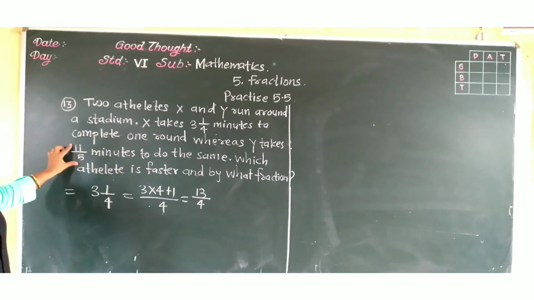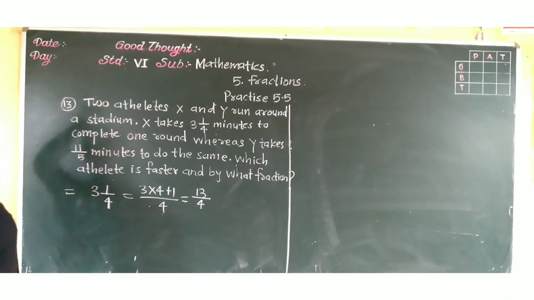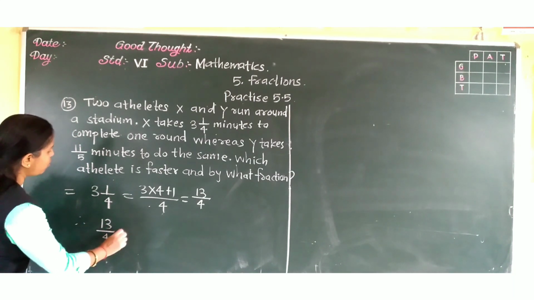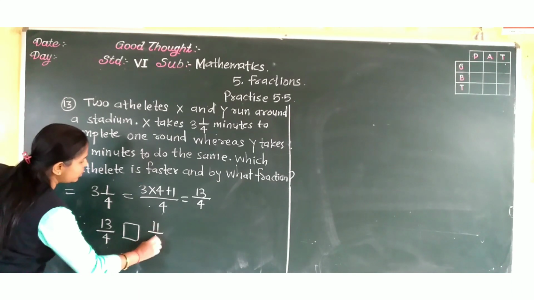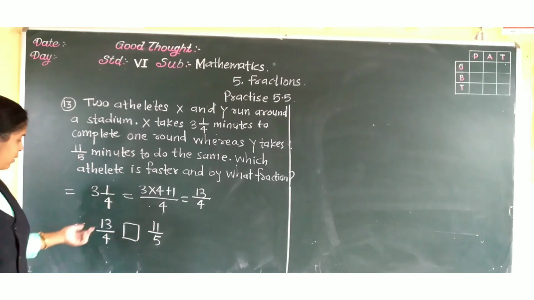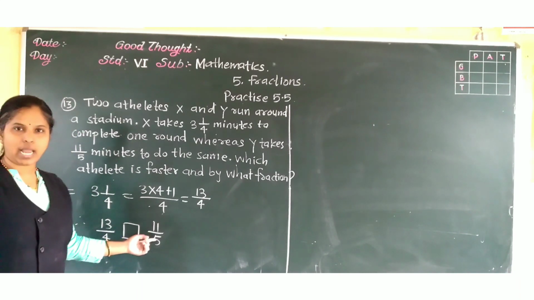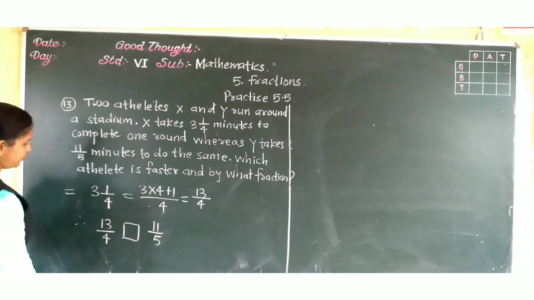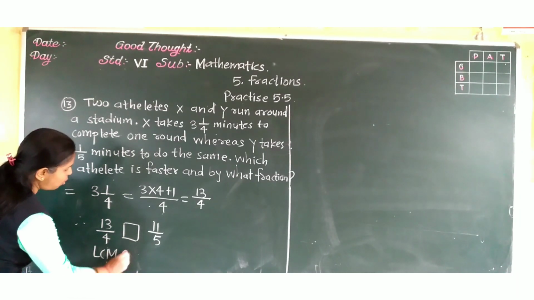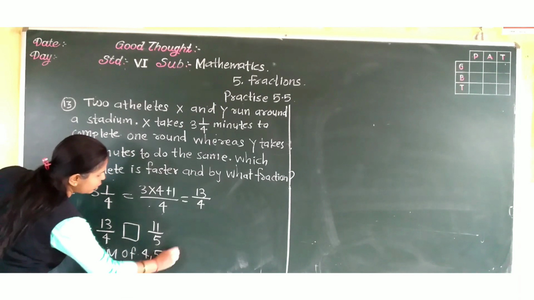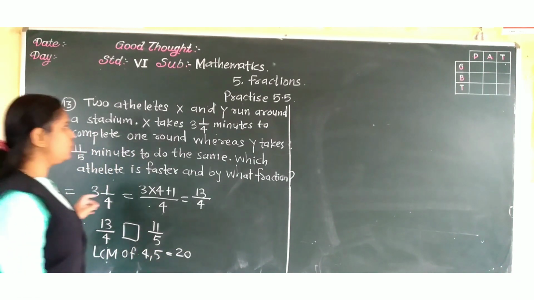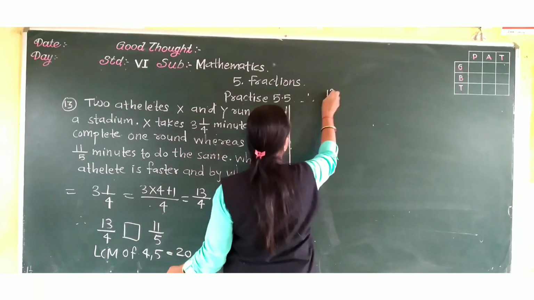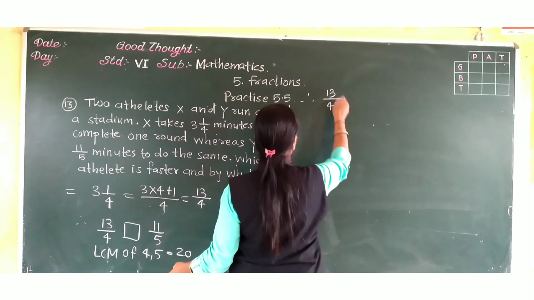And this is 11 upon 5. Therefore now we have to compare 13 upon 4 and 11 upon 5. Which is greater? How to compare? Look at them. They are unlike. So take LCM. What is the LCM of 4 and 5? LCM of 4 and 5 is equal to 20. Correct? So therefore multiply this fraction by 5 and this by 4. That is 13 upon 4 into 5.